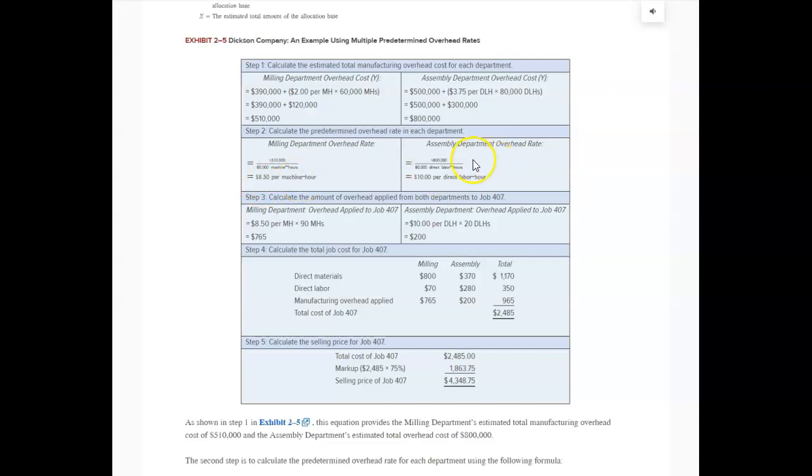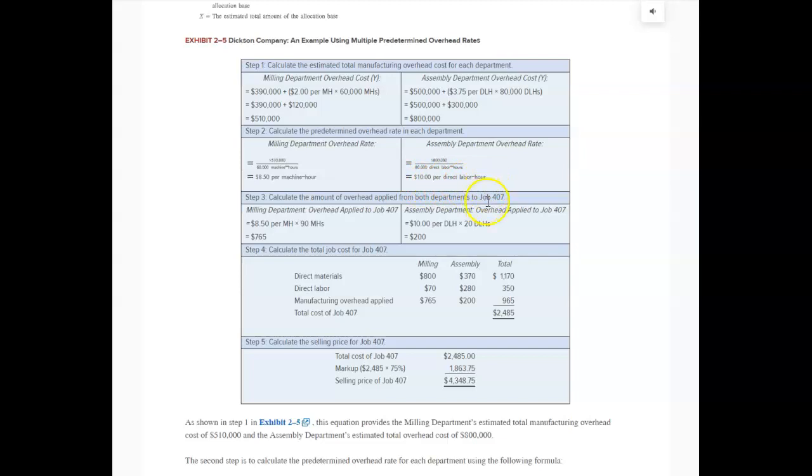Okay. For assembly, similar. Take the $800,000 total assembly overhead cost, $800,000 divided by the direct labor hours, not machine hours here, direct labor hours. And so the $800,000 divided by 80,000 direct labor hours gives us $10 per direct labor hour as our overhead rate. This is for the assembly department.